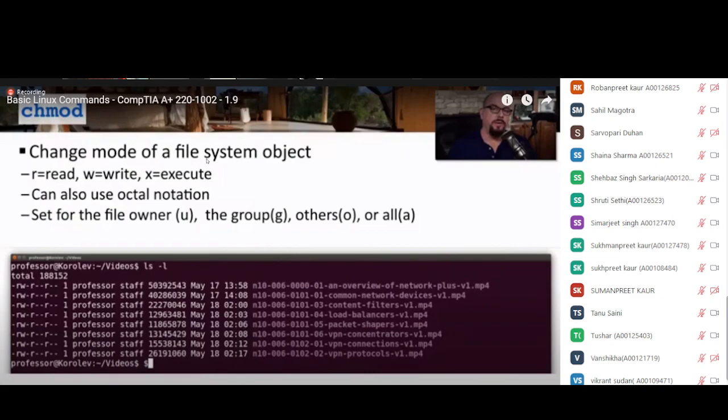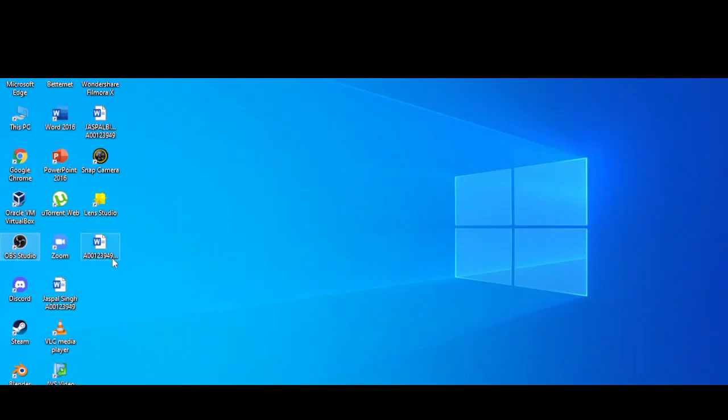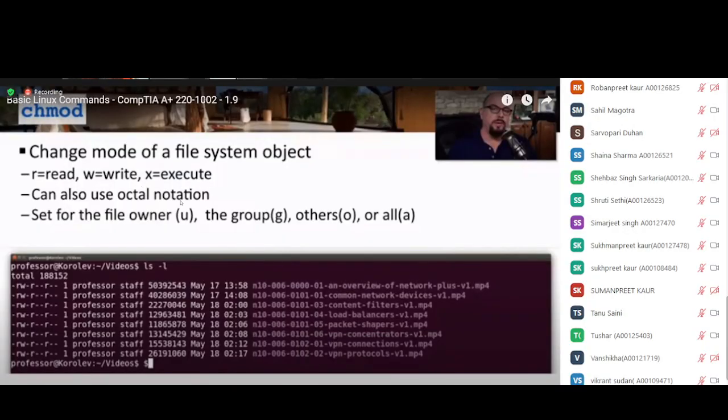So you can see here that these are the permissions on the file. R for read, W for write, X for execute. So we can also use the octal. Octal notation means the conversion, the base 8, right? So the base 8 notation we can also use.